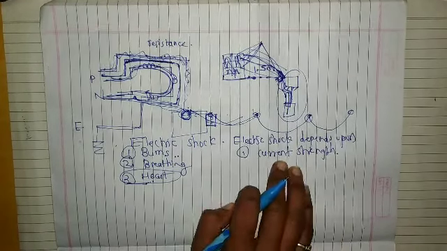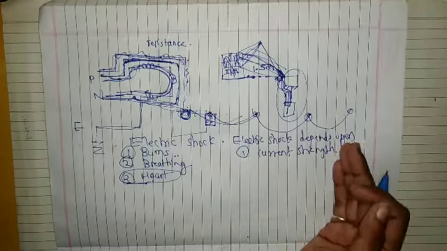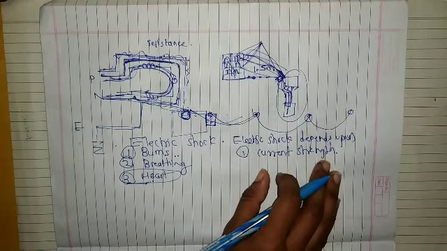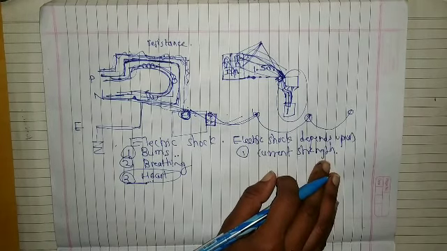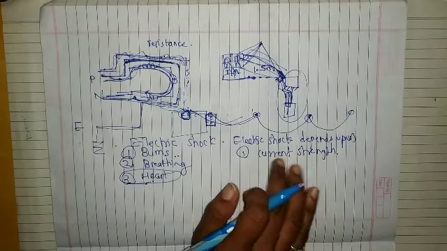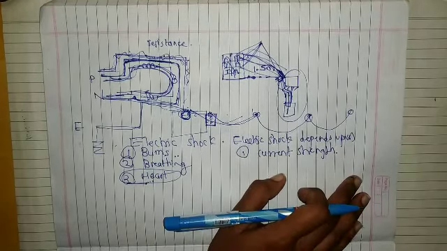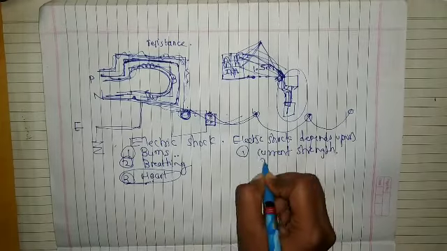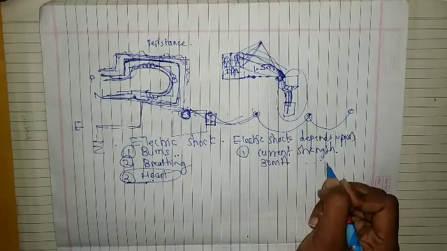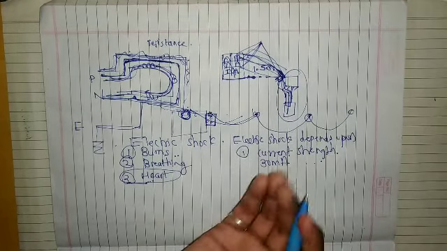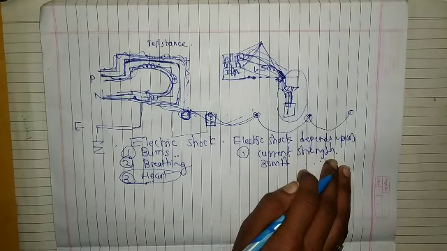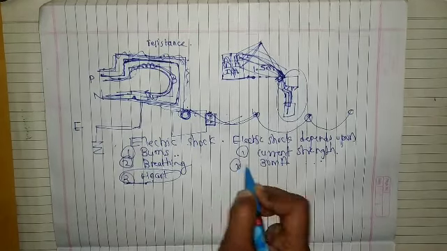If the current strength is more, the danger is more, right? If the current is more, then obviously our human body will get more shock. So it depends upon current strength. The more the current strength, the more the danger. A current above 30 milliampere passing through the chest will stop the breathing, right? So this is the first point.